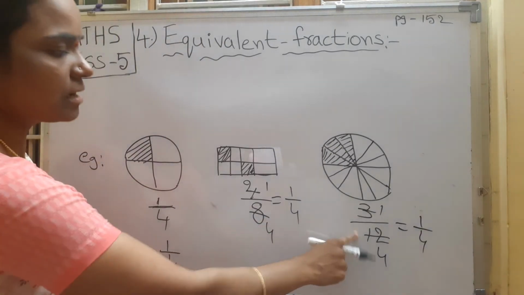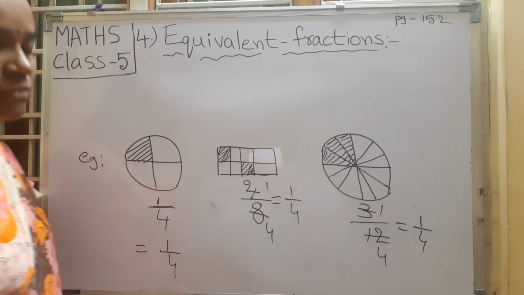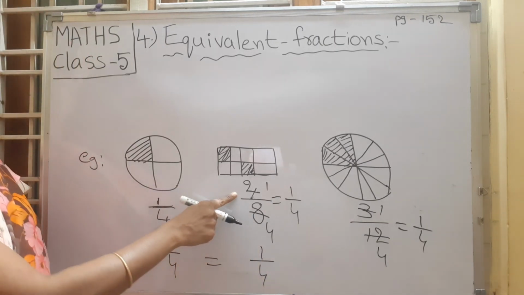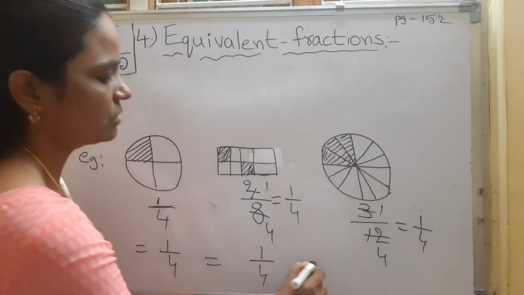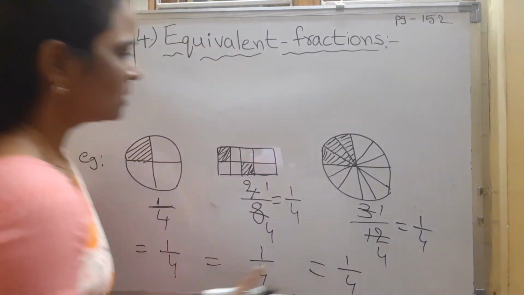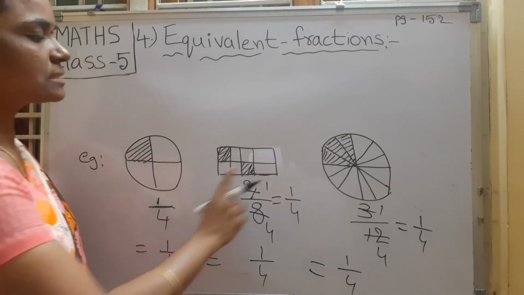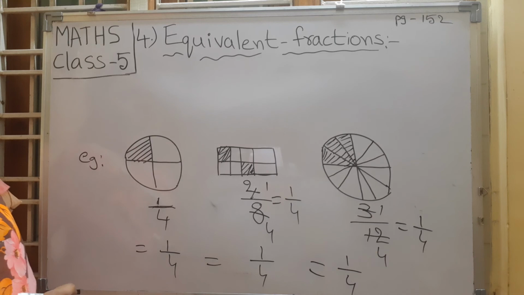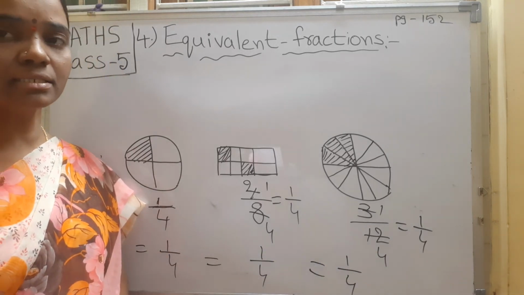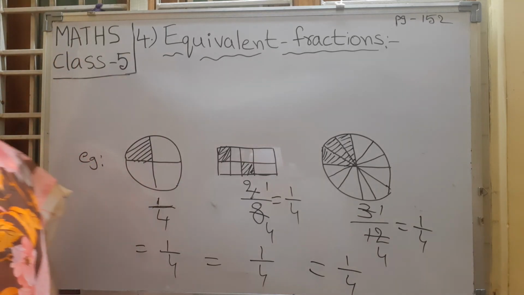Check or observe all these fractions, all are having the same value. What is that value? 1 by 4 is equal to the second fraction's value, also 1 by 4. The third fraction's value is also 1 by 4. So all these fractions have the same value. From this we can say that all these are equivalent fractions. So what are equivalent fractions? The fractions which have the same value are called equivalent fractions.